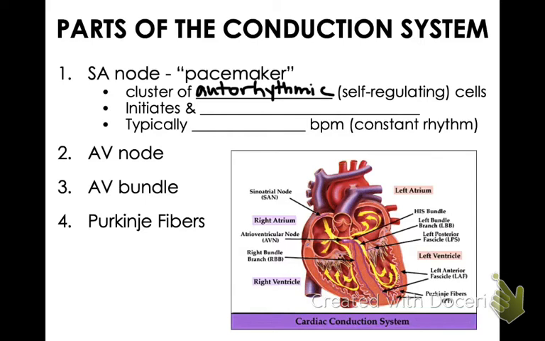So the SA node is a cluster of cells. They're autorhythmic. That means they beat on their own. Auto means self. It initiates and it sets the pace for your heartbeat.